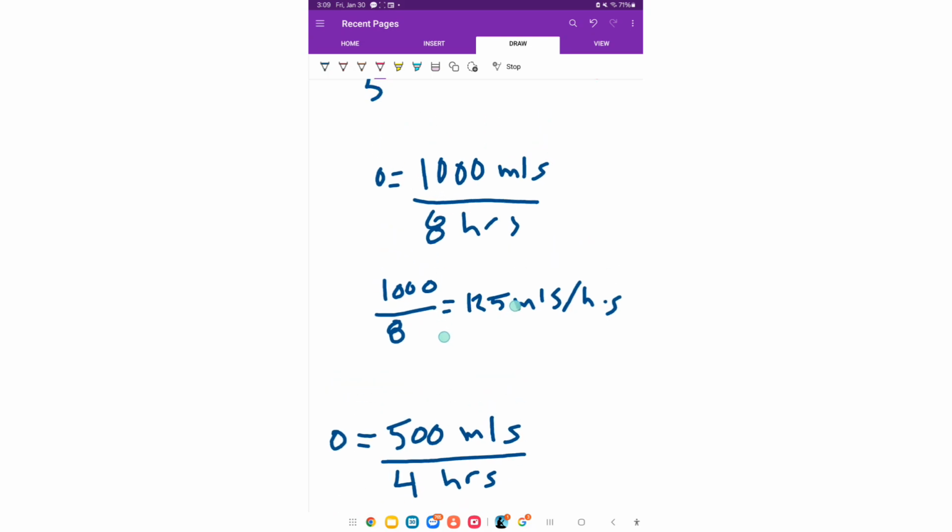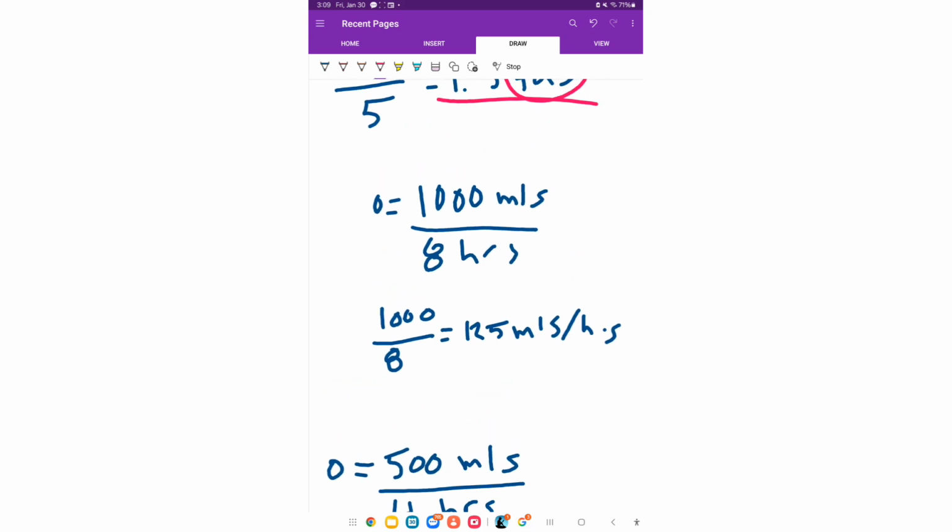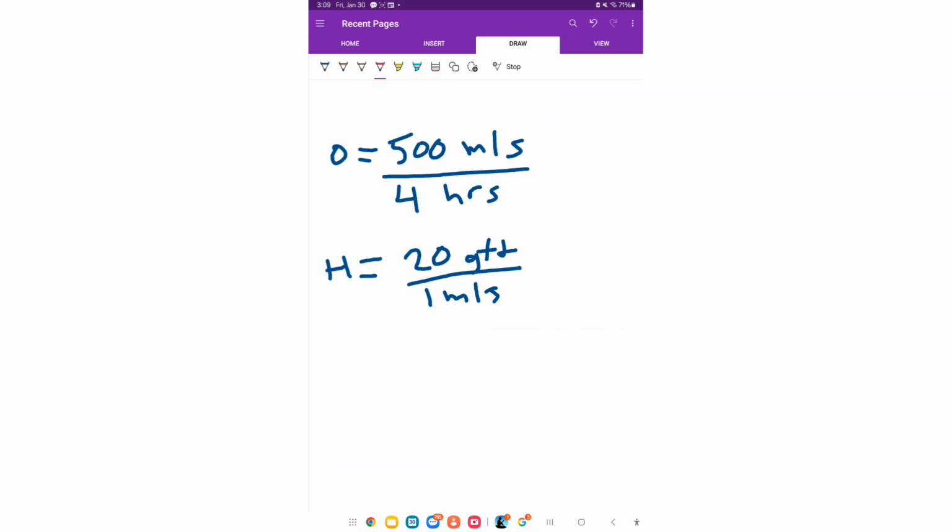We have 1,000 milliliters of normal saline over 8 hours. Okay, you will set the pump rate at what? This is a simple division question. 1,000 divided by 8 hours is 125 milliliters per hour. Next question. Infuse 500 milliliters over 4 hours. The drop factor is 20 drops per 1 milliliter.